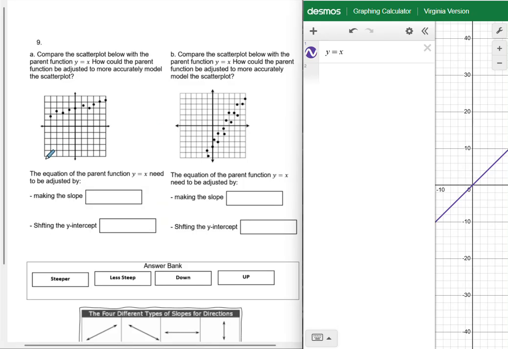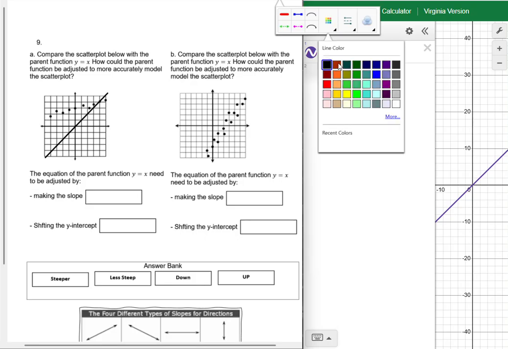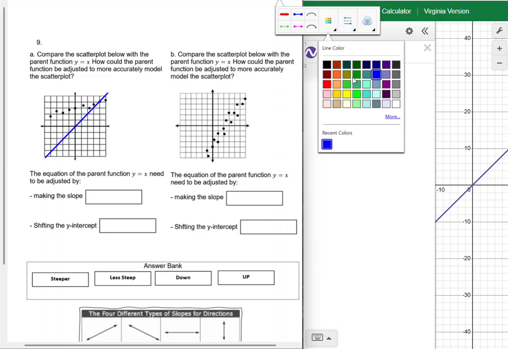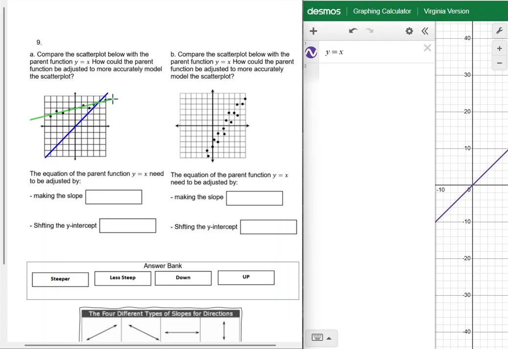All right, so let me graph it on here so you have it right here. The y equals x is this graph right here. Let me change the color so you can see a little better. Let me draw a line of best fit through my scatter plot. I'll use a different color, the green color, and here's the line of best fit right there.